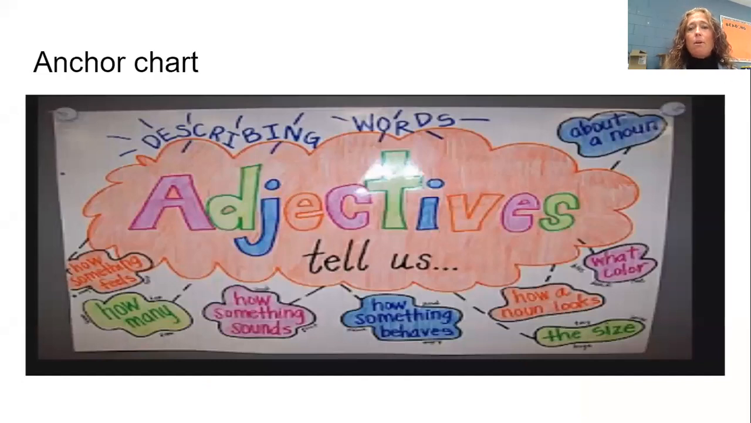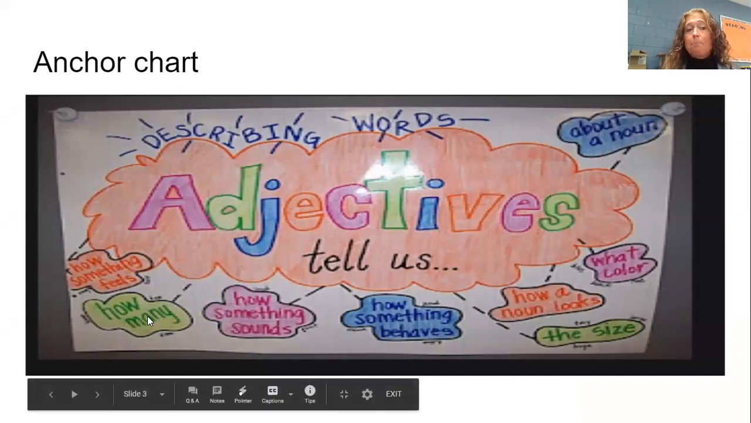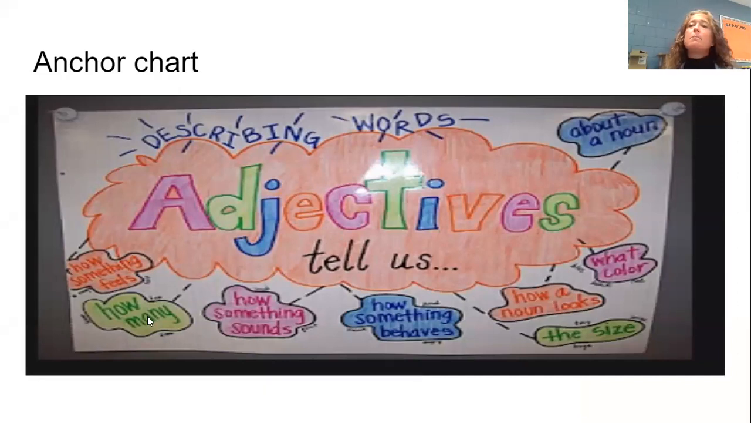So this is our anchor chart. An adjective is a describing word. So adjectives tell us how something feels, how many. If it tells us how something feels, it may be furry, scratchy, things like that. How many could be a number, okay? So it could be 8 children. The number 8 is an adjective.